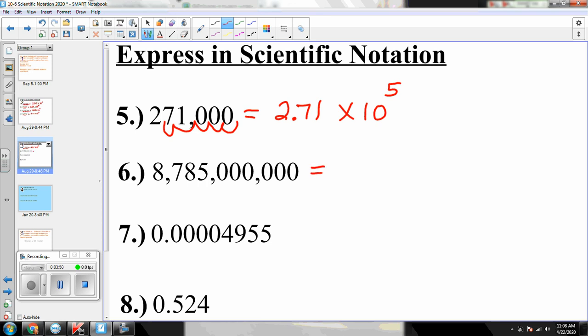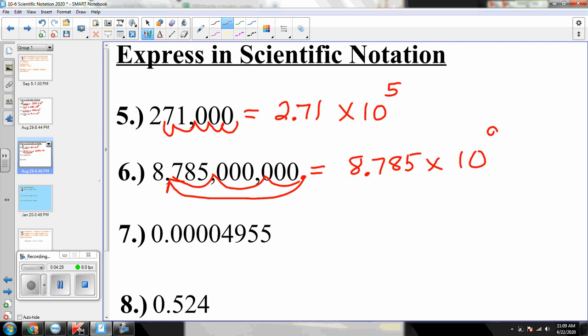Okay, try number 6. Okay, you should have placed your decimal point after the 8 to get 8.785 times 10. If I start with my decimal point at the end and I count how many places I had to move the decimal point to get my decimal point after the 8, that would be 3, 6, 9. See if you have to the power of 9.